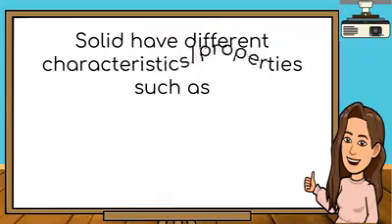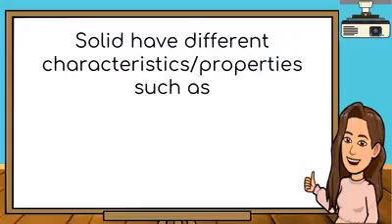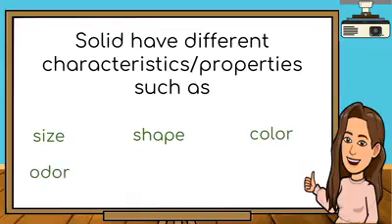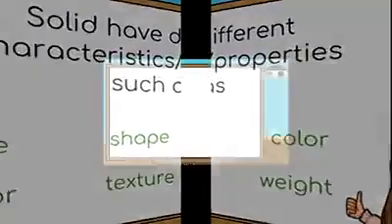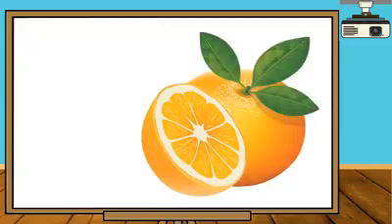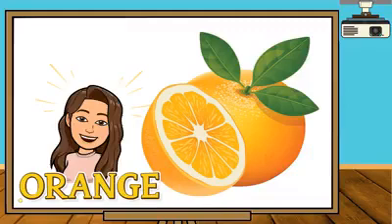Solids have different properties such as size, shape, color, odor, texture, and weight. And for you to understand and learn how to identify the characteristics of an object, let's try to identify the object I will show you next. What is the picture you see? Yes, that is an orange. Now, let's identify its characteristics one by one.